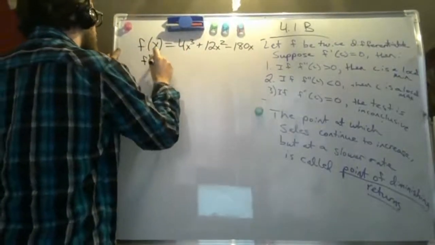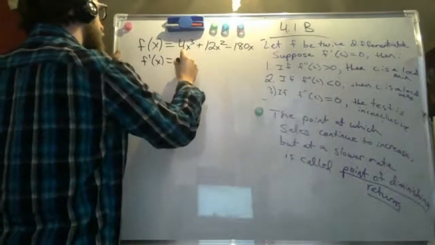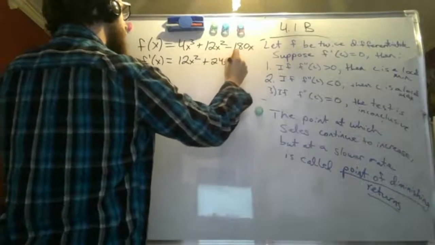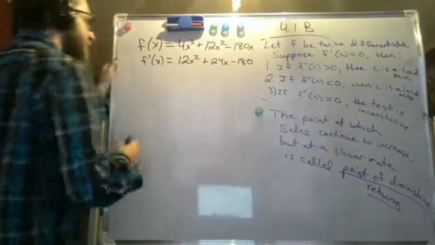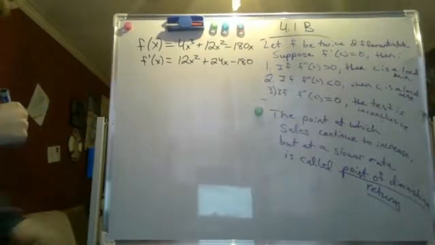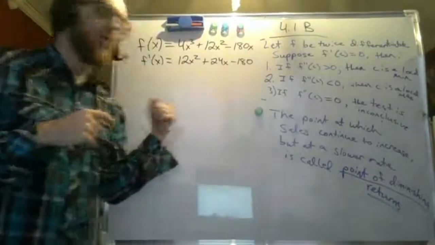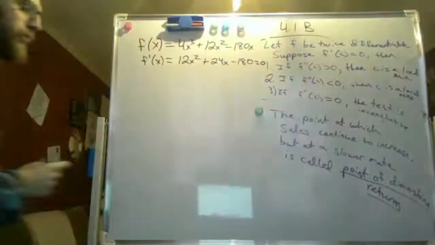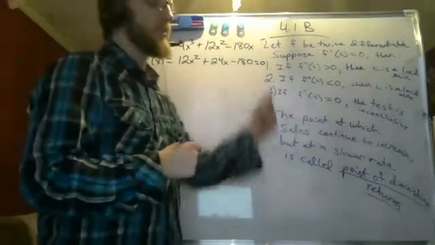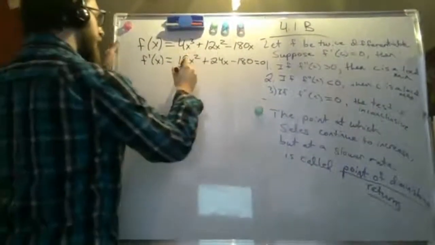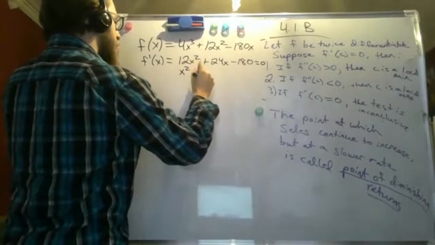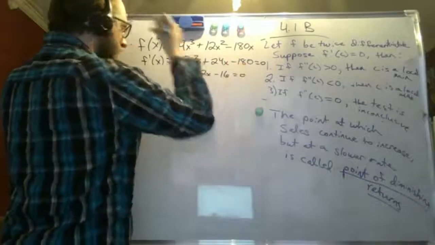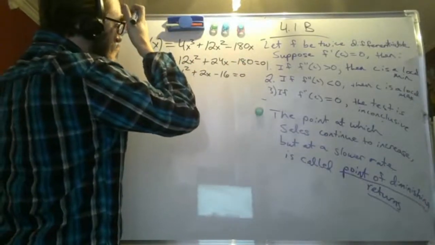So f prime of x is equal to 12x squared plus 24x minus 180. So there's our first derivative. Now, we've got some big numbers here that I don't like. Lucky for us, they're all divisible by 12. So when I set this equal to 0 to find my critical points, I'm just going to divide both sides of the equal sign by 12. So I have here instead x squared plus 2x minus 16 is equal to 0. And so now this is a lot nicer to work with.